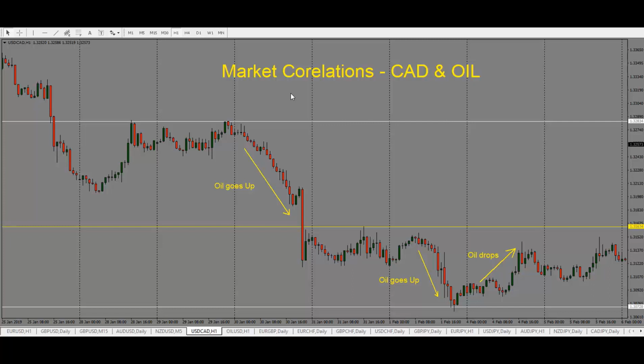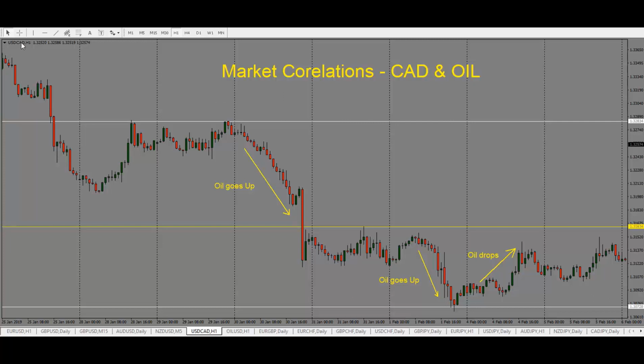So Canadian dollar and oil are positively correlated. That means when oil moves, Canadian dollar moves in the same direction as well, because Canada is an oil producing country, and as a result of that, Canada exports oil, and the price of oil has an impact on Canadian dollar as a result of the exports that Canada does in regards to oil. So let's take a look at how we can look at this relationship and take advantage of it.